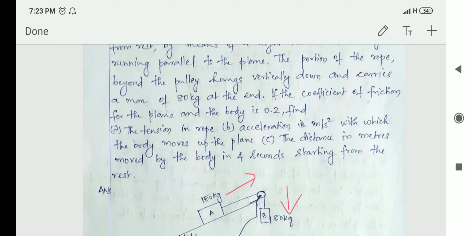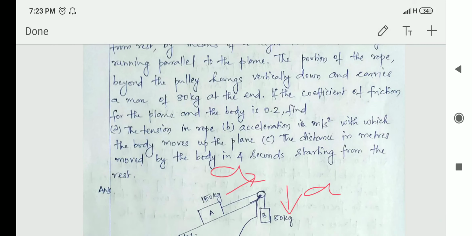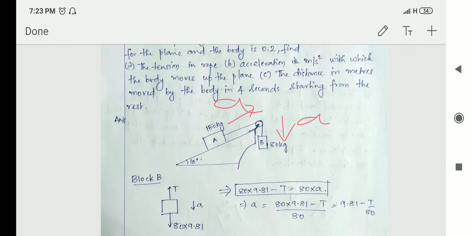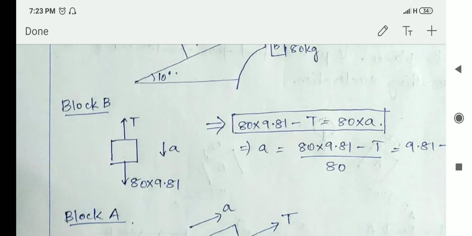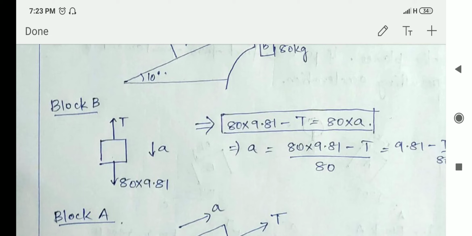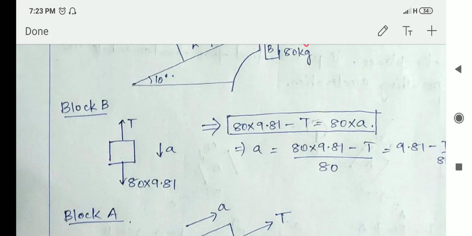Suppose this is acceleration, small letter a. What will be the acceleration on the left side? It will also be small letter a. There is no need for confusion. Now we need to draw the free body diagram. For block B, we draw the free body diagram. We have it like this: 80 into 9.81 minus T equal to 80 into a. We have our first equation.